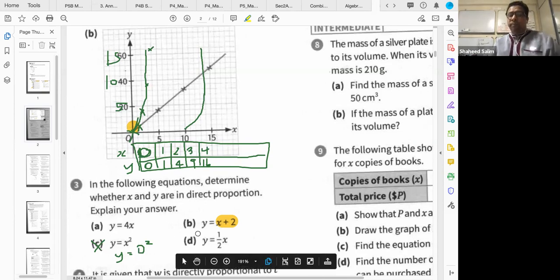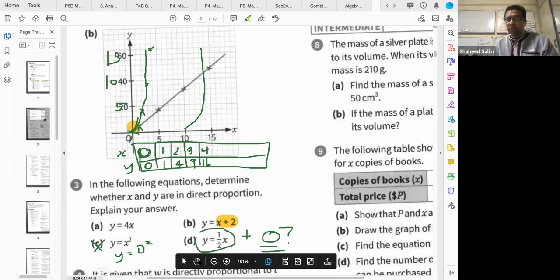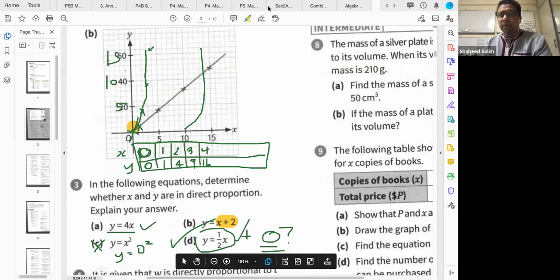Okay, what about this one now? What's the C? What's the C? 0, you agree? It passes through the origin. So long as you have x, it's okay. This is in direct proportion. If you don't believe, you can plot this, but we won't do that. Down here, 4x, direct proportion. Half x, direct proportion. Am I okay? You're confused?